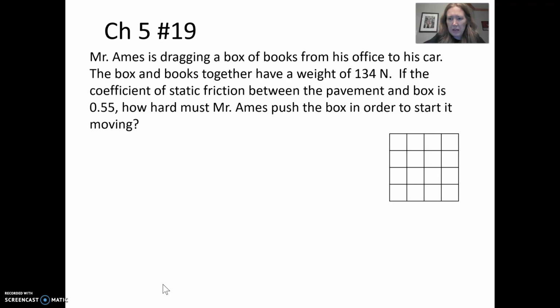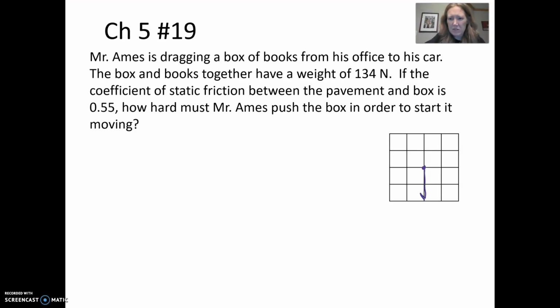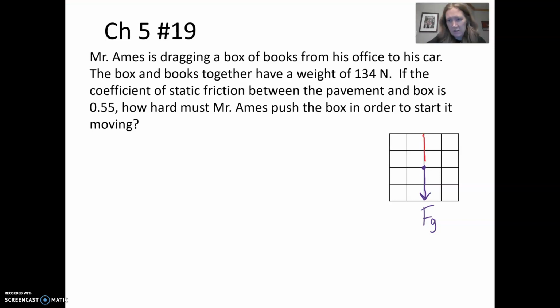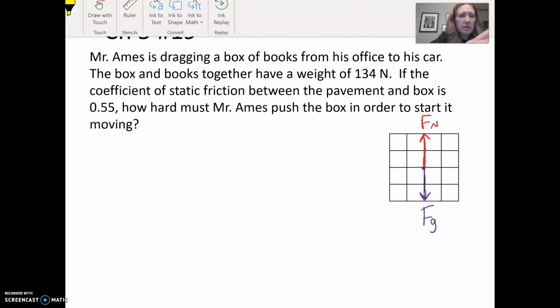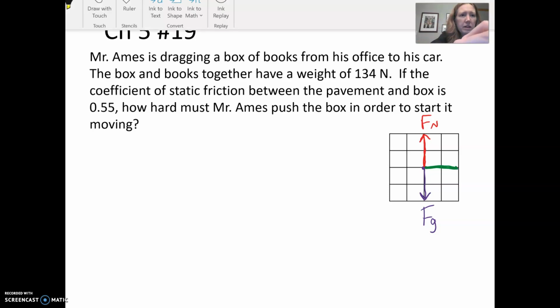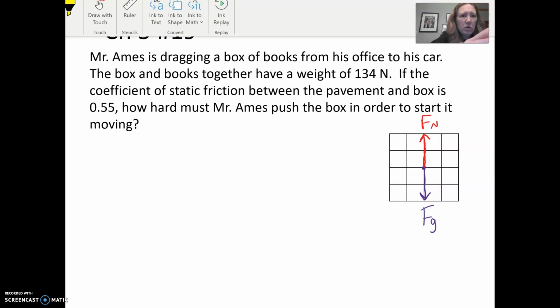If the box is on the ground, then we're assuming it's level ground. So we have a flat surface, and then force of gravity and normal force are going to cancel each other. And then Mr. Ames's push is going to be, pretend that's to the right. So then we have his push. Oops, that's actually too big, and there's a reason why. I want to keep that smaller. So let's draw that one box big.